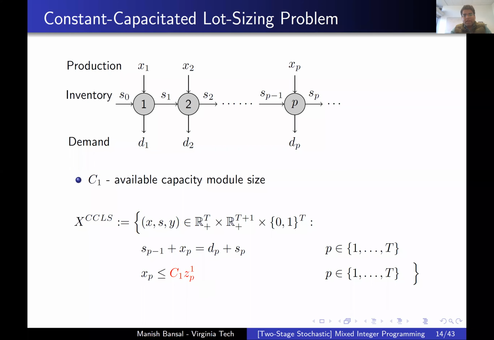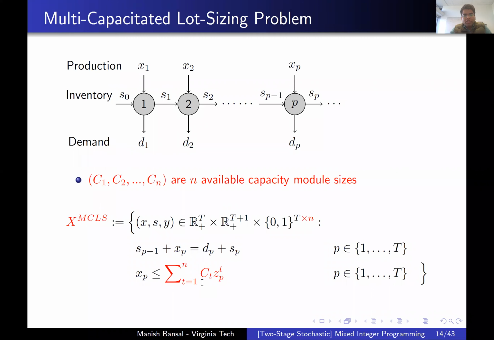Now, this is constant capacitated, which means in each time period, I have a machine or a truck with the same capacity C1. What if I have multiple machines of capacity C1, C2, and so on up to Cn, or multiple trucks with capacities C1, C2, and so on up to Cn? I just want to decide which subset of those trucks or machines is to be used in each time period so that I can satisfy my demand and ensure that I have the minimum production and inventory cost. This leads to a generalization of the constant capacitated lot sizing problem, referred to as the multi-capacitated lot sizing problem.